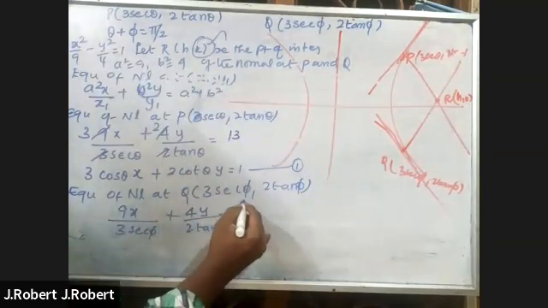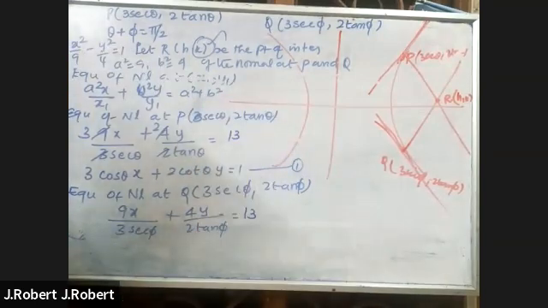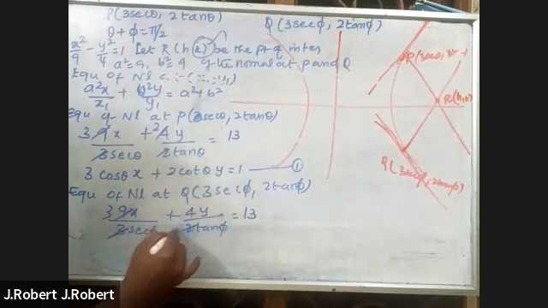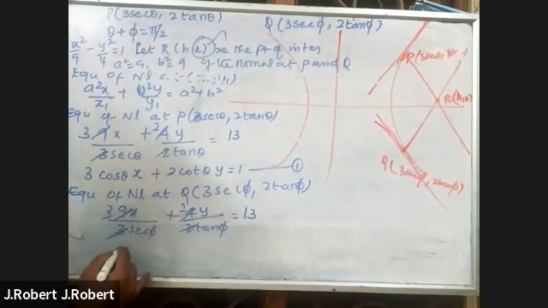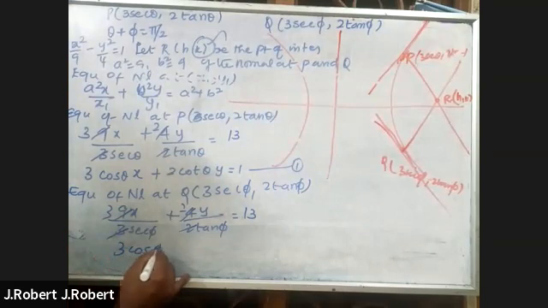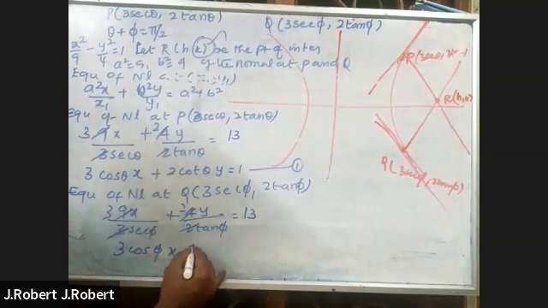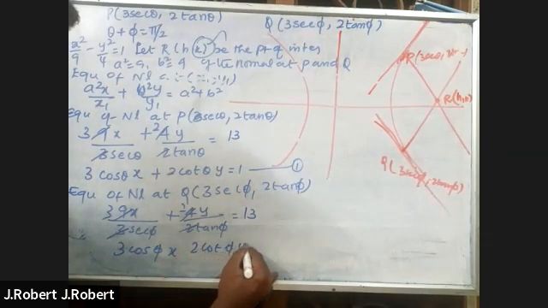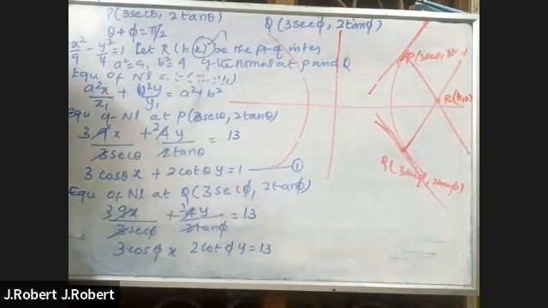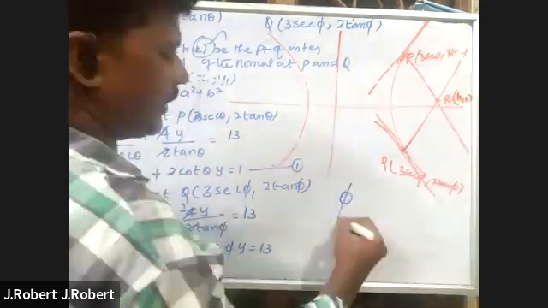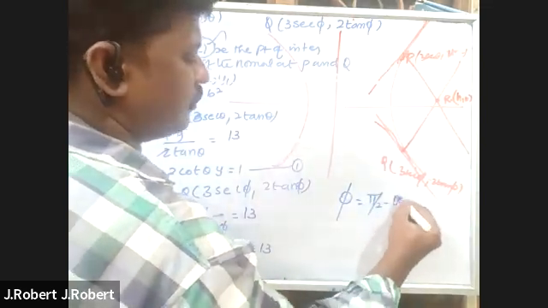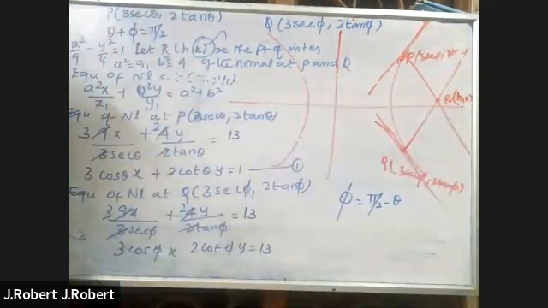Here also, 9 plus 4, 13. Now you simplify. 1 by secant, we can find this as cos phi x, plus 1 by tan, cot phi y, equals 13. But it is given that theta plus phi equals pi by 2. So phi can be written as pi by 2 minus theta. Then how does this equation change?